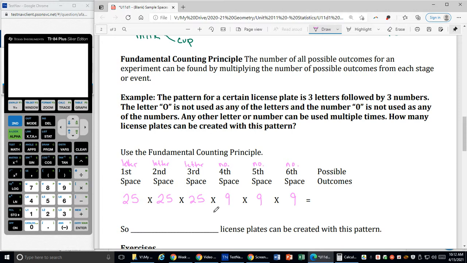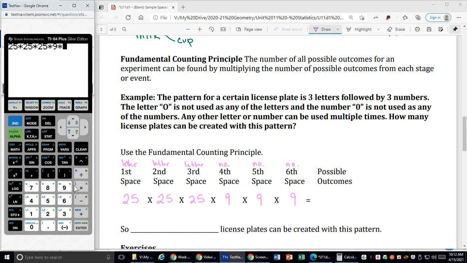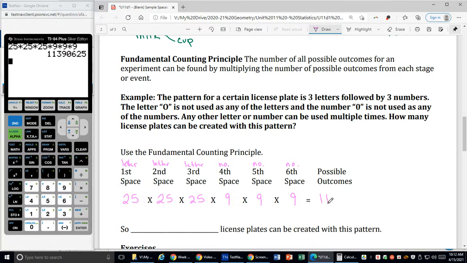This tree diagram would be unrealistic to try to create, okay? But if I just want to know how many different license plates we can make, I can multiply 25 times 25 times 25 times 9 times 9 times 9. That tells me I can make a lot of license plates.